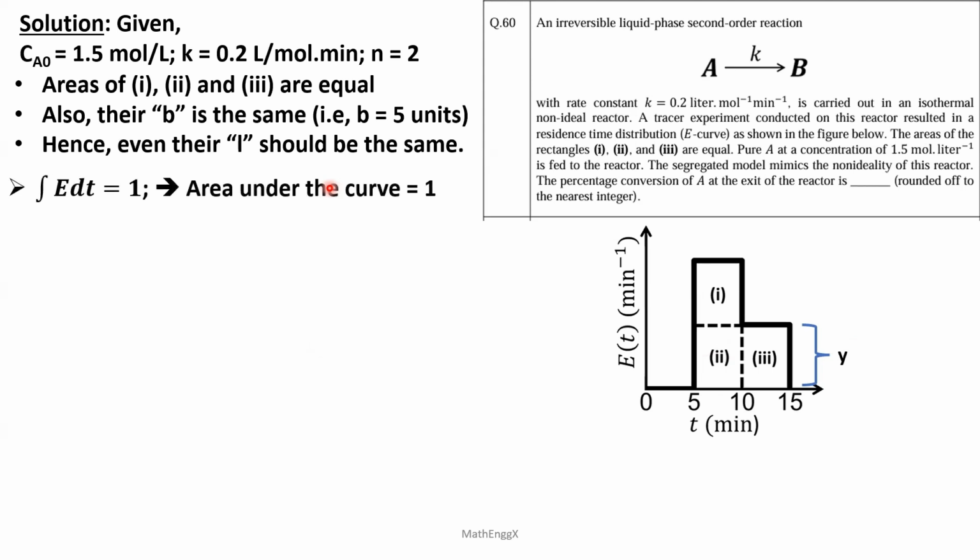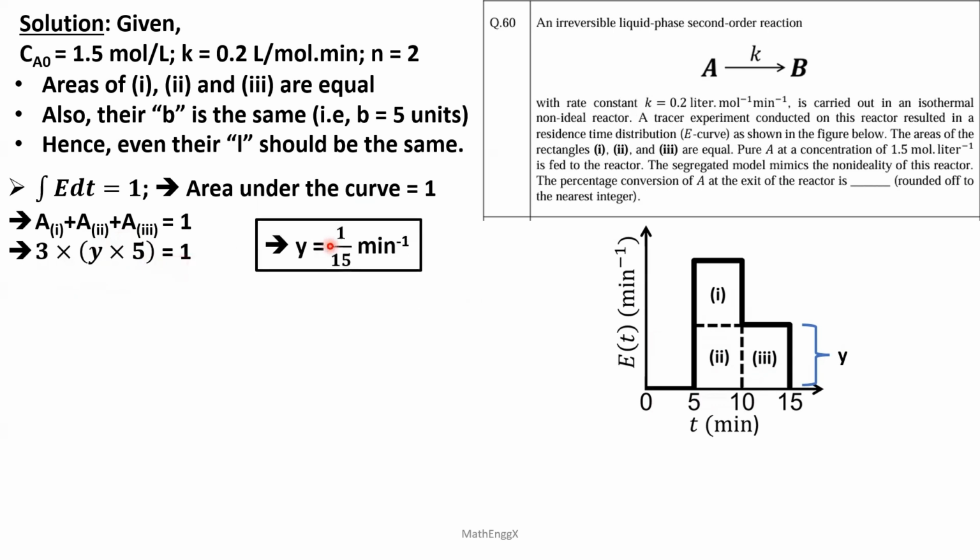Now we know that the area under the residence time distribution curve is 1. So here this is basically the areas of rectangles 1, 2 and 3. The sum of areas of rectangles 1, 2 and 3 will be equal to 1. So A1 plus A2 plus A3 will be equal to 1. Since they are equal, we can write this as 3 times the area of a particular rectangle. The area of one rectangle is length into breadth, which is y into 5 units. So 3 into y into 5 is equal to 1. On solving, we get the length of one rectangle as 1 by 15 minute inverse.